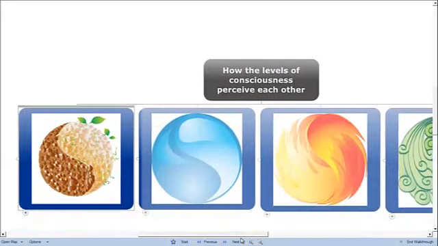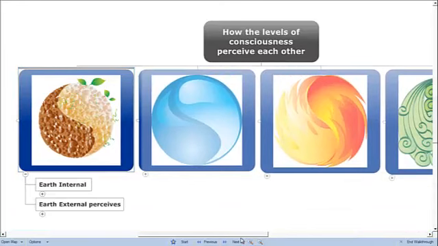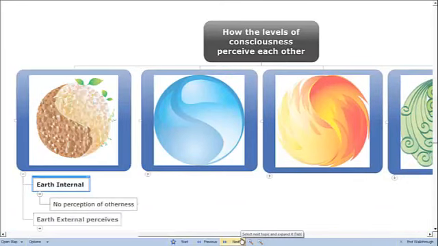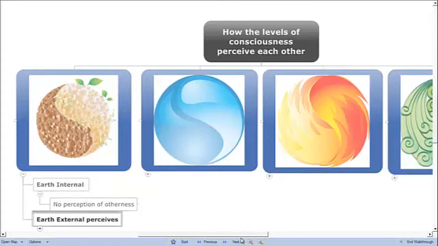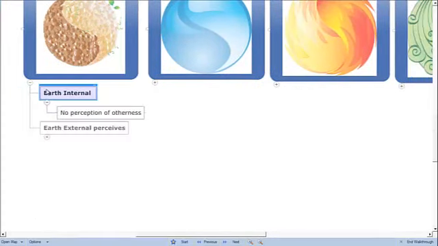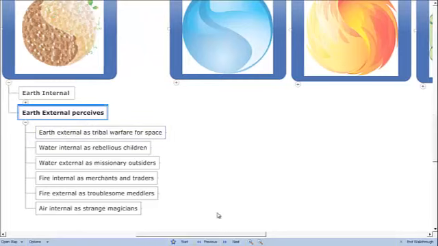So first of all, we're looking at Earth. We're talking about Earth internal first. This is that sort of survival circuit. With Earth internal, there's no perception of otherness. Earth internal doesn't have an opinion of anybody else because it doesn't make any distinction or see any distinction between itself and its environment. So Earth external perceives other Earth externals as tribal warfare, tribal competition for space.